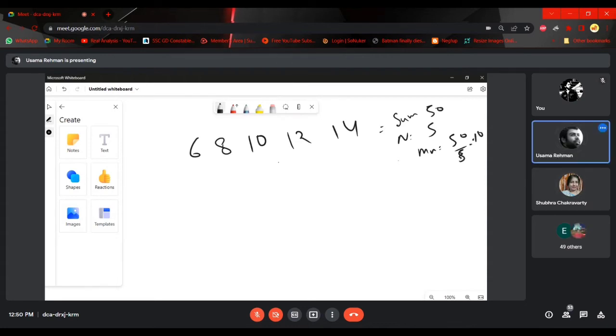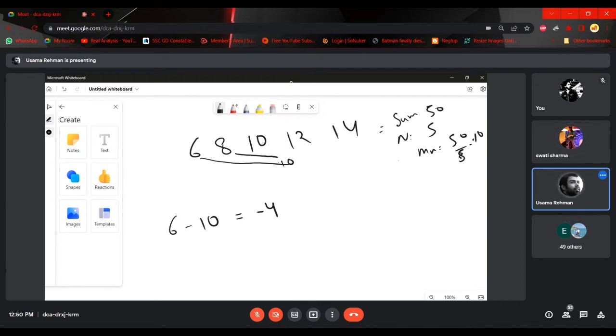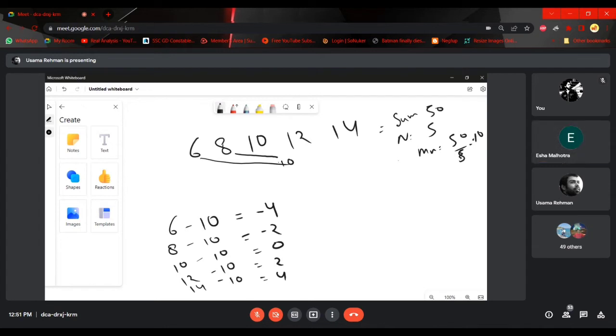Now we will find the deviation. So 10 is the mean. How much is 6 deviated? Minus 4. How much is 8 deviated? Minus 2. Then we have 10 minus 10 is equal to 0. Then 12 minus 10 is equal to 2. Then 14 minus 10 is equal to 4. So 0 is the deviation. Take the sum of this. 0.